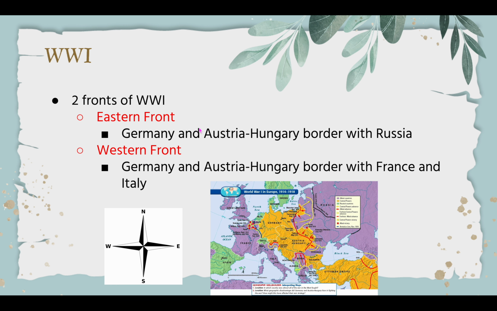All right, so last time in World War I, we talked about how there were two fronts of World War I. We had the Eastern Front, which is Germany and Austria-Hungary and their border with Russia. And then the Western Front, which is Germany and Austria-Hungary's border with France and Italy.